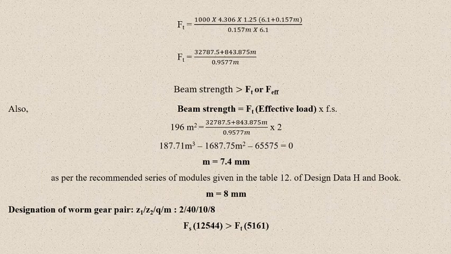We can create a designation of worm gear pair, that is Z1 Z2 Q M. In this way, like Z1 is equal to 2, Z2 40, Q 10, M is equal to 8. So what we will get here, we will get the beam strength is greater than the effective load. It means the design is safe.